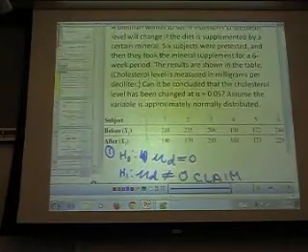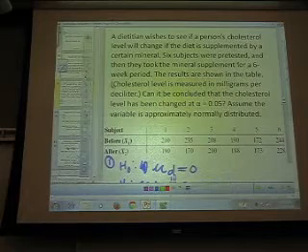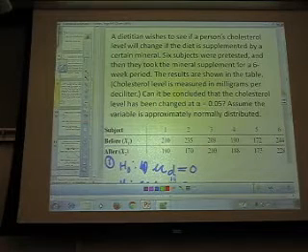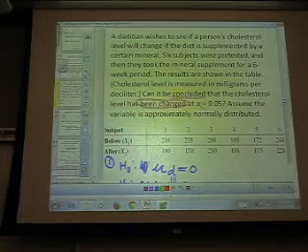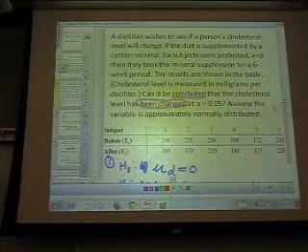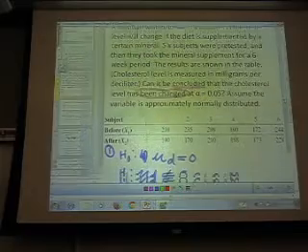Why did you pick that for your claim? Because it just said, can it be concluded that the cholesterol level has been changed? Right. Yes, has been changed. Change means it's not the same. Yeah, not equal to, great.